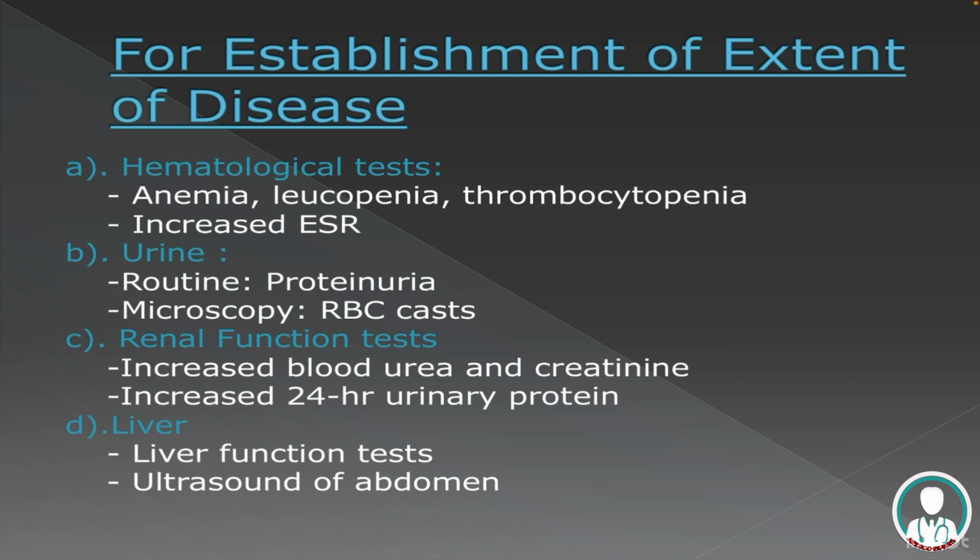For establishment of the extent of the disease, a battery of tests or investigations is required. Hematological tests show anemia, leukopenia, thrombocytopenia, and increased erythrocyte sedimentation rate. Urine investigation shows proteinuria and RBC casts on microscopy. Renal function test shows increased blood urea and creatinine and increased 24-hour urinary protein. Liver function tests are deranged. Ultrasound of abdomen is usually suggested.